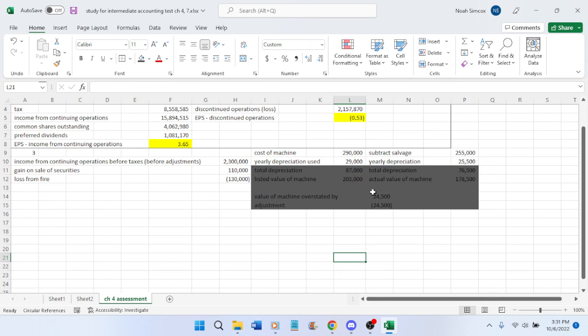so basically, they depreciated by this much, but it really should be depreciated by this much. Adjustment should actually be equal to, they did this, it should be this. So they have an expense of, they have way too much expense. There should be less expense, therefore you add a number to it.